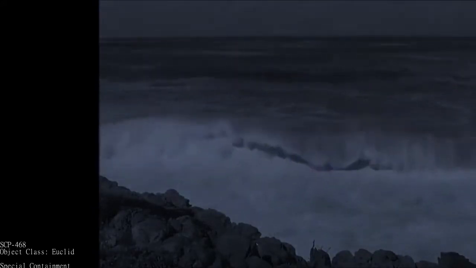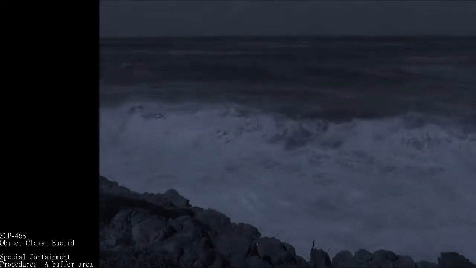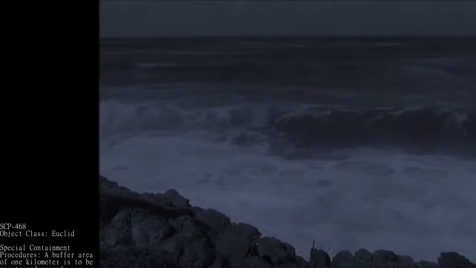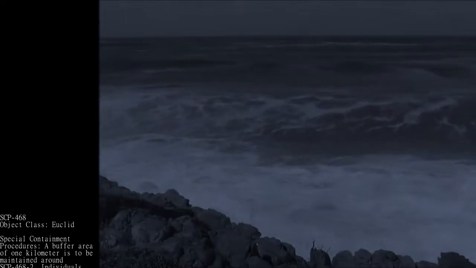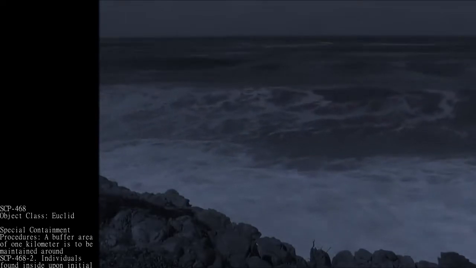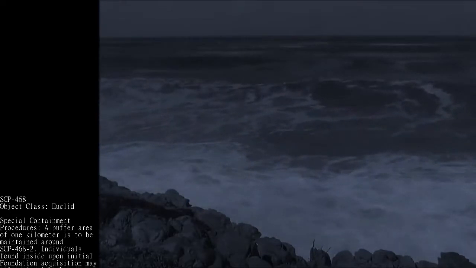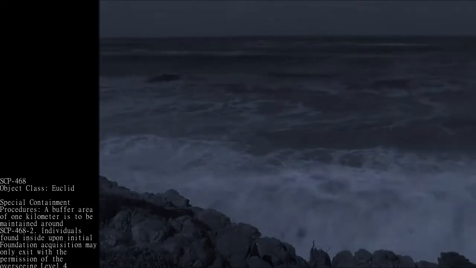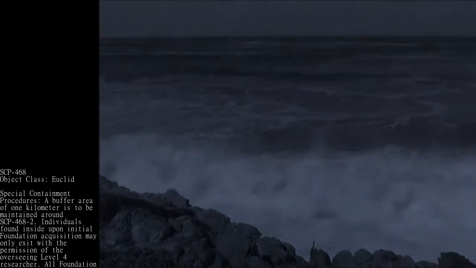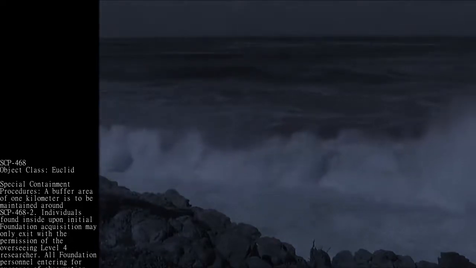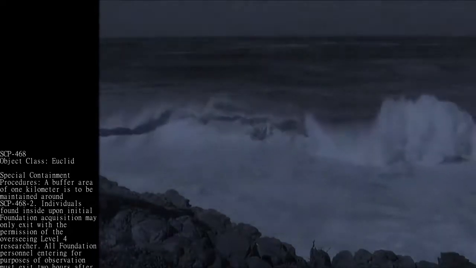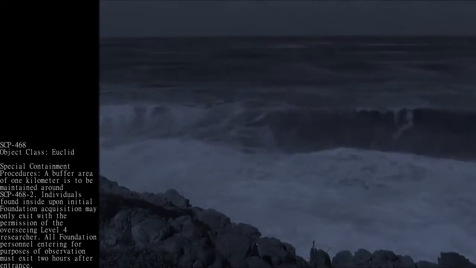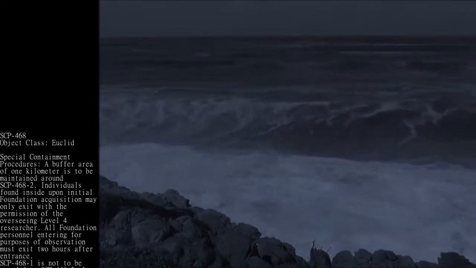SCP-468. Object Class: Euclid. Special Containment Procedures: a buffer area of 1 km is to be maintained around SCP-468-2. Individuals found inside upon initial Foundation acquisition may only exit with the permission of the overseeing Level 4 researcher. All Foundation personnel entering for purposes of observation must exit 2 hours after entrance.